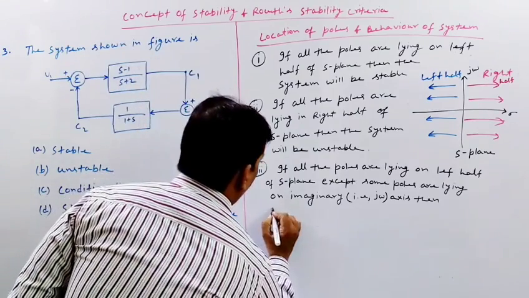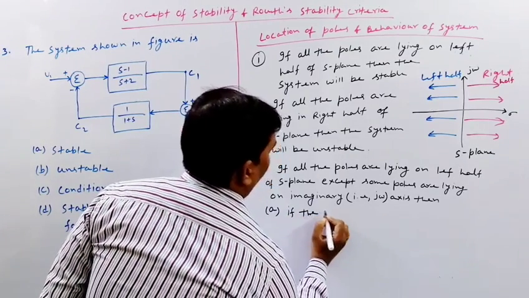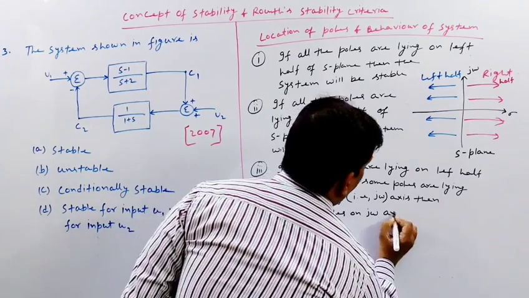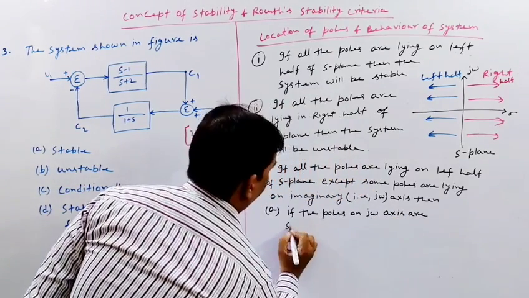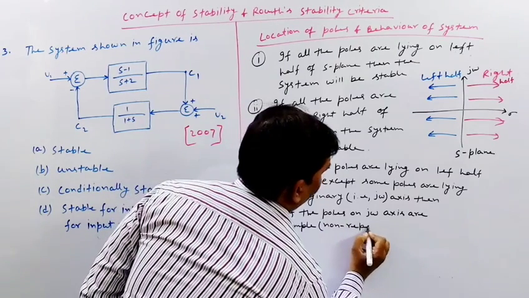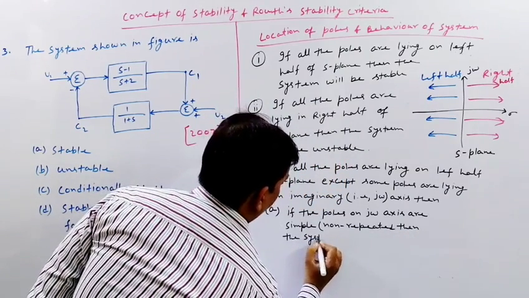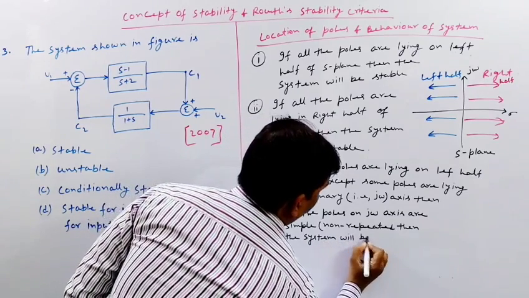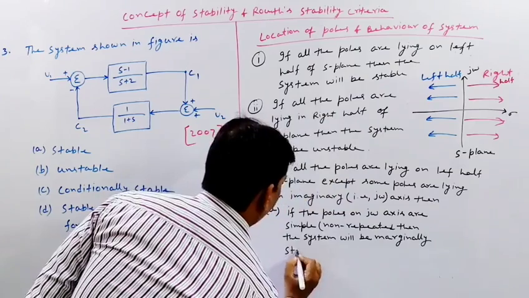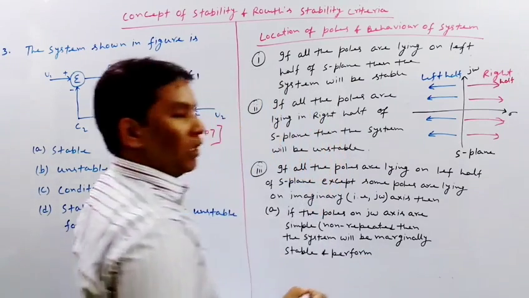So case A: if the poles on j omega axis are simple, means non-repeated, then the system will be marginally stable and perform sustained oscillation with constant amplitude.